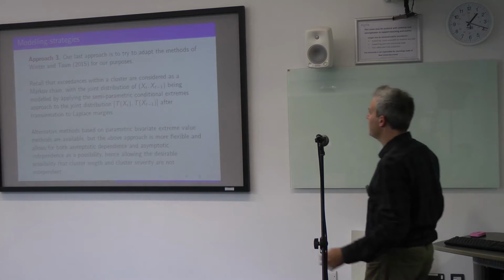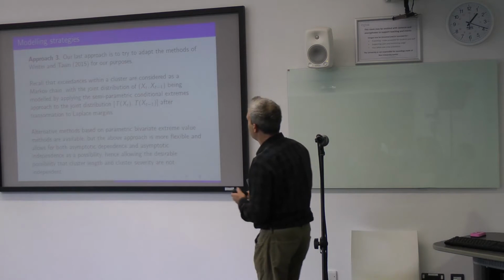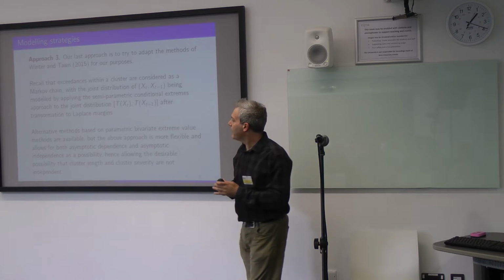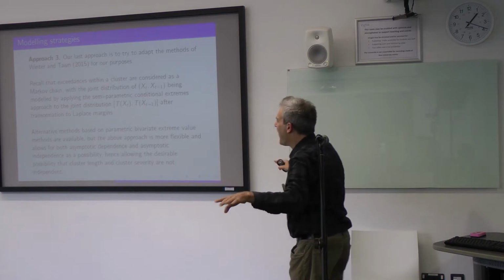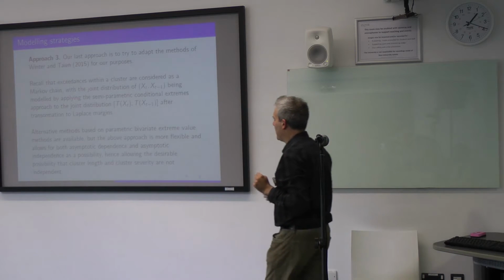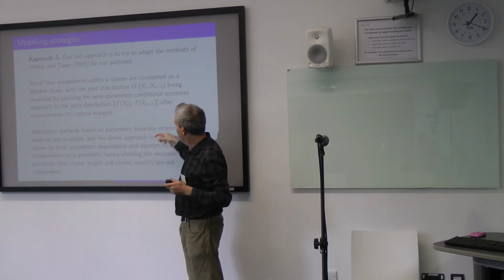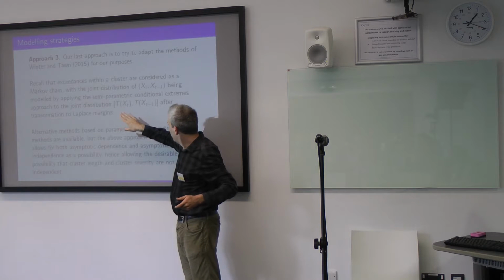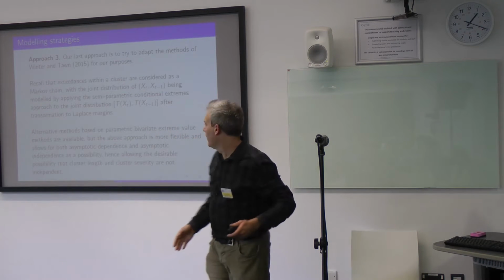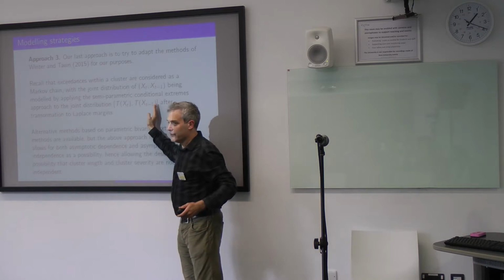Okay, and the last approach really, and I can say this quite quickly, is just to adapt the methods of Winter and Tawn that we saw just now, to think about how we could do that, because it's not going to be directly applicable. Think about modelling the joint distribution of, so these are meant to represent the transformation, for example, to Laplace margins, the joint distribution at time t and time t plus 1.